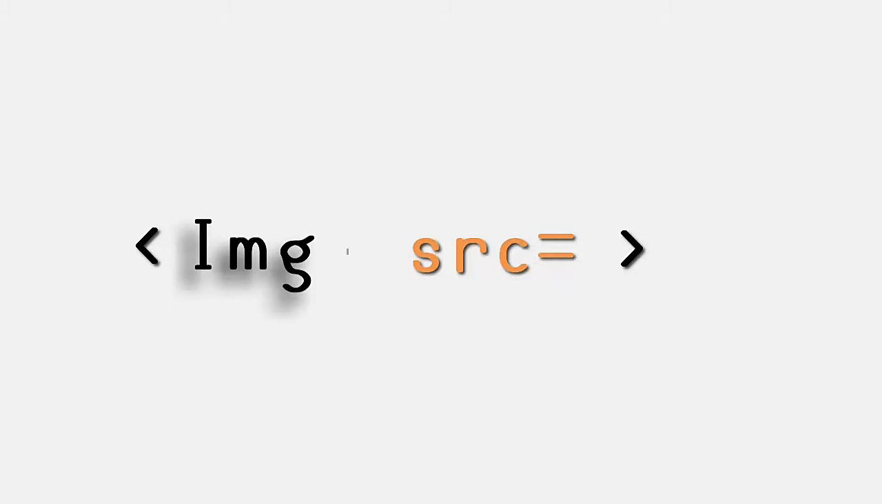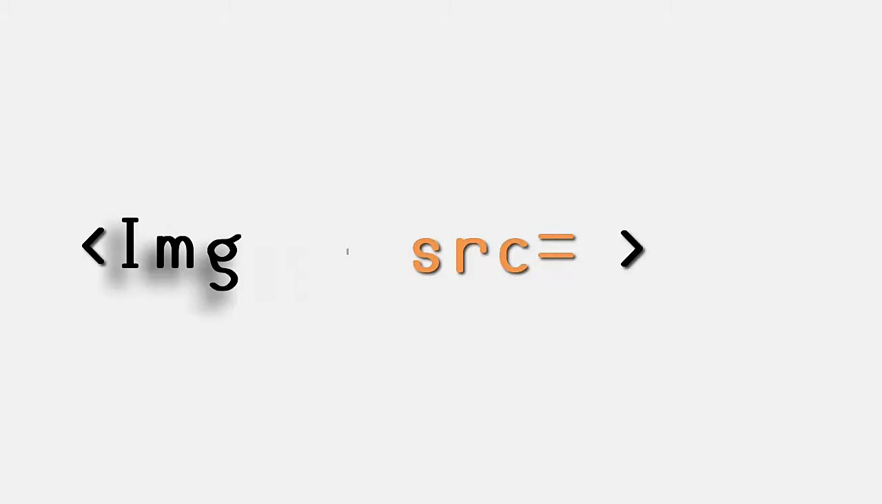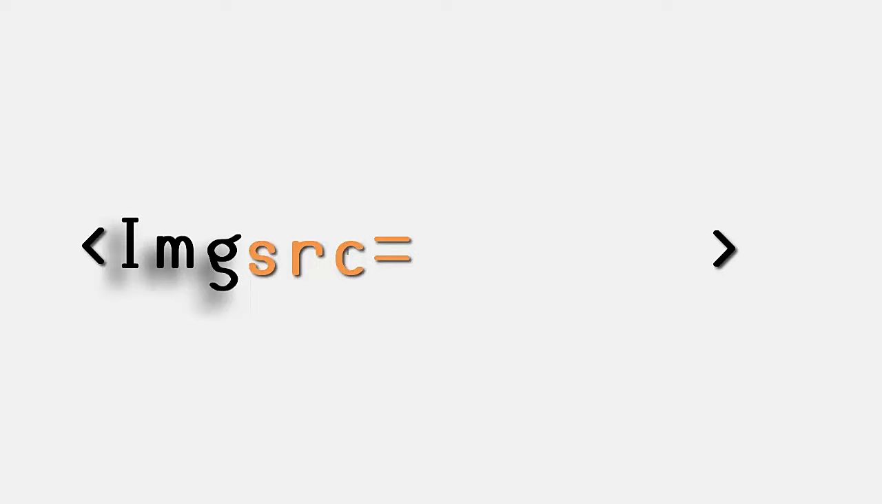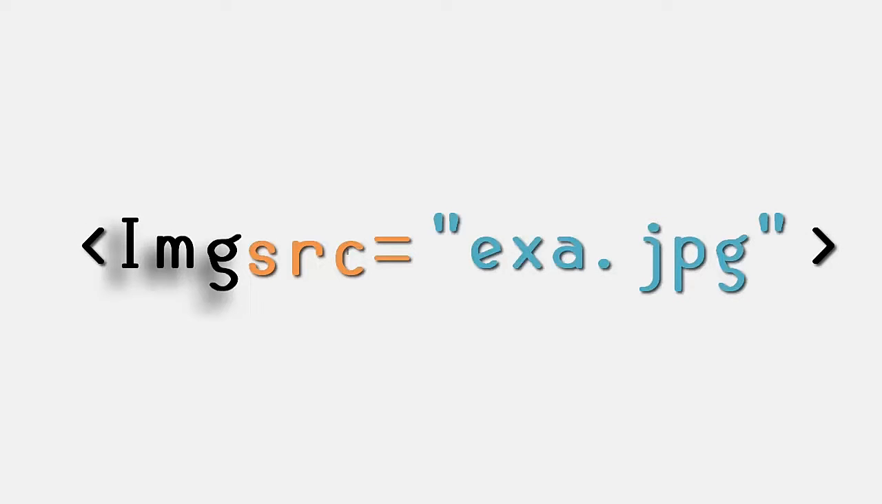So we put src under the image tag as the location, which means source. We put src equals and then the image name, and we also have to put the image format like jpg, png, and gif files. Since GIF files are not allowed in HTML, we use JPG.